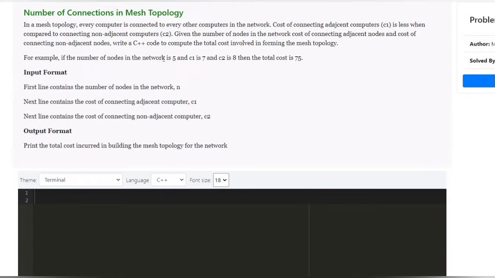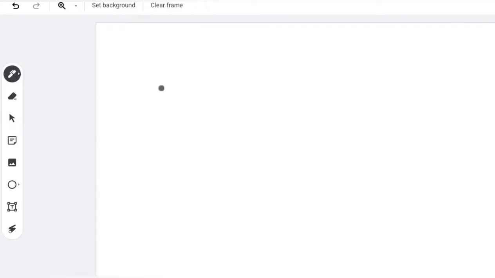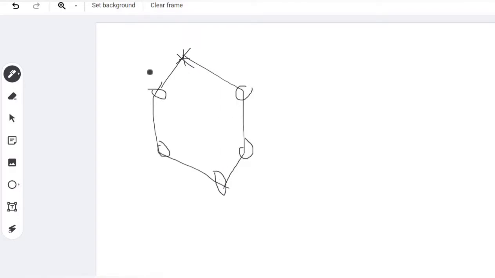For example, if the number of nodes in the network is 5 and C1 is 7, where C1 is the cost for adjacent and C2 is for non-adjacent, then the total cost is 75. First of all, let us see how the adjacent and non-adjacent computers are connected. Let us suppose there are six computers, and assume the vertices to be the computers. You can see that the adjacent ones are the direct connections, so there would be n connections in adjacent form.